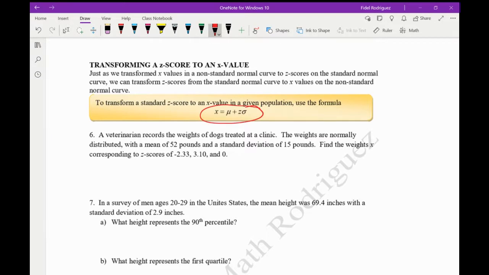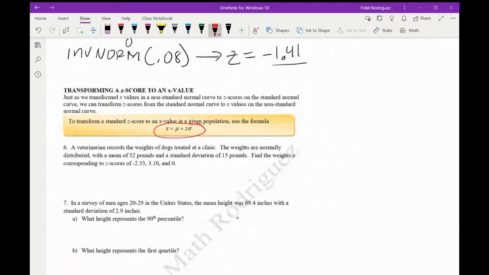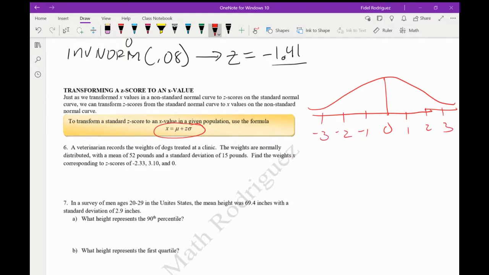Number 6 says a veterinarian records the weights of dogs treated at a clinic. The weights are normally distributed with a mean of 52 pounds and a standard deviation of 15 pounds. Find the weights x corresponding to z-scores of negative 2.33, 3.10, and 0. So let me draw my picture. Here's my normal curve. Here's 0, and then here's my 1, 2, and 3, and my negative 1, negative 2, and negative 3.